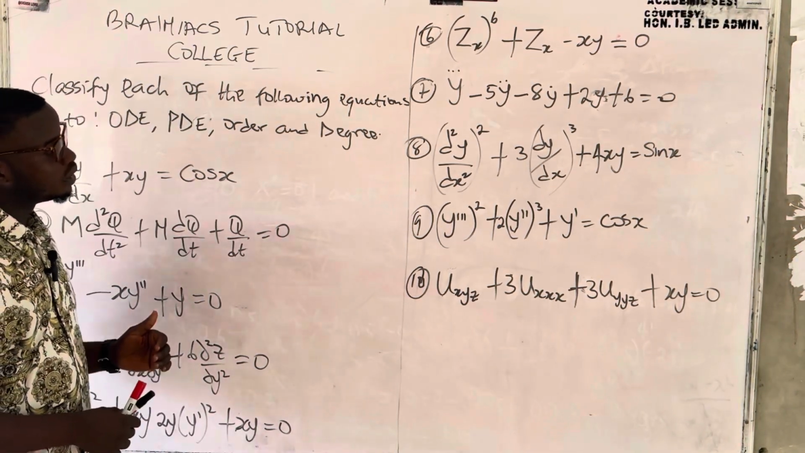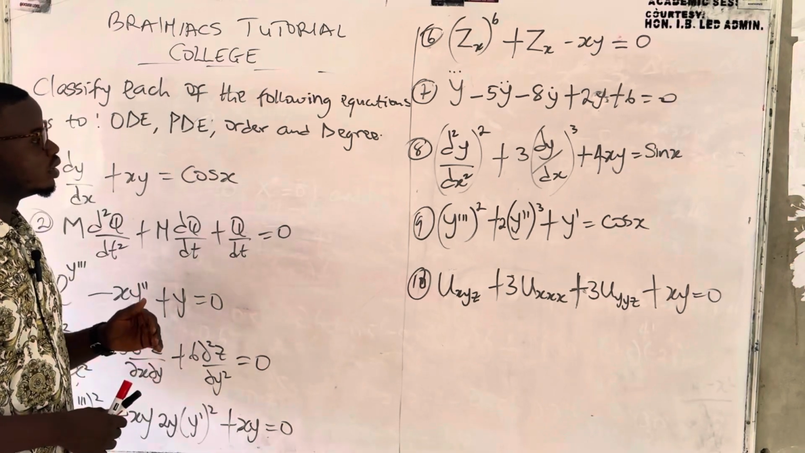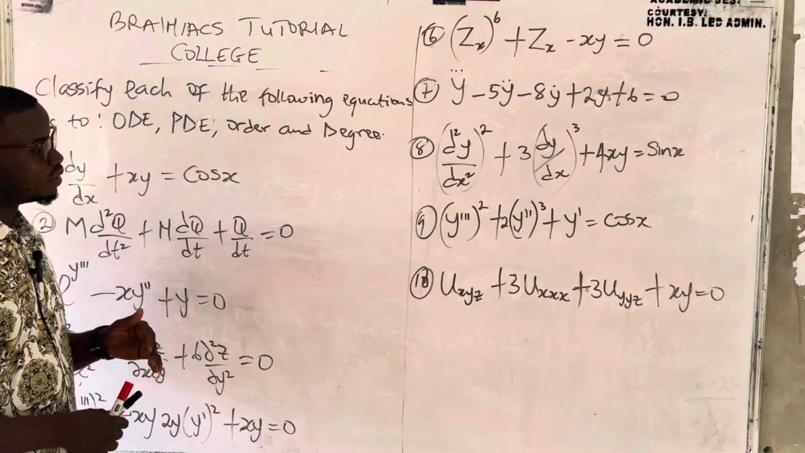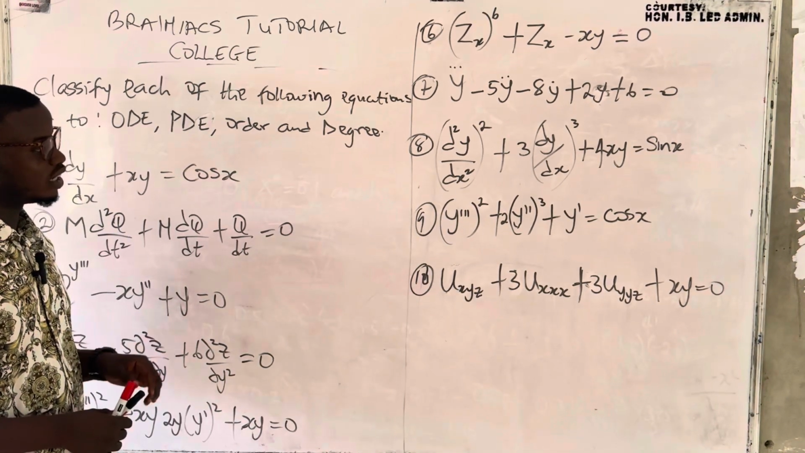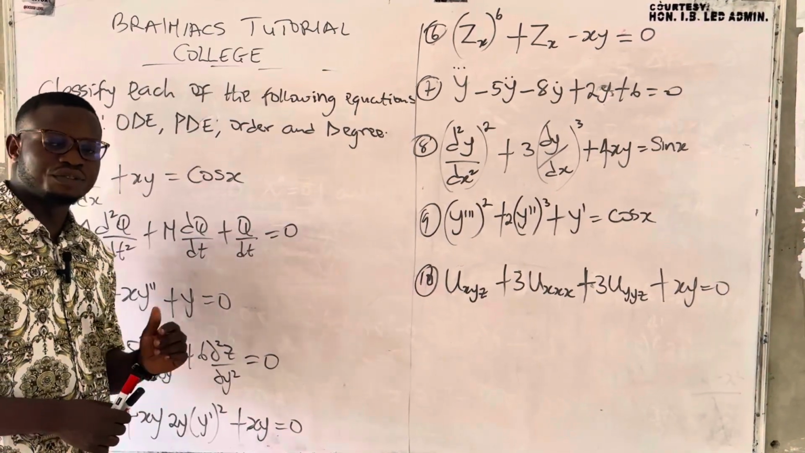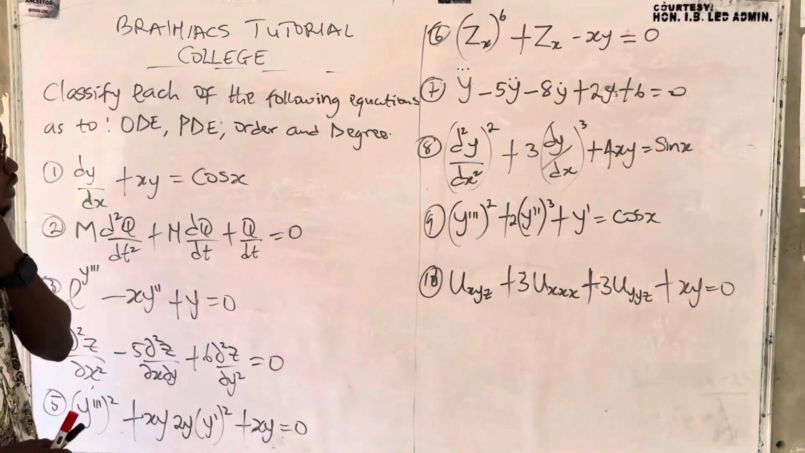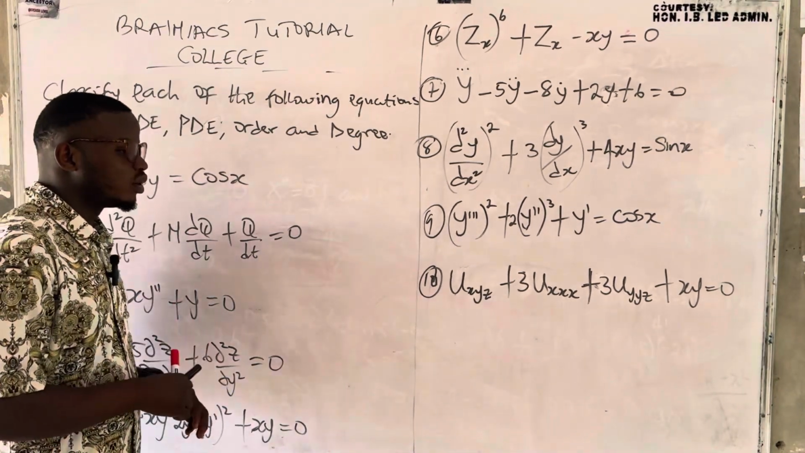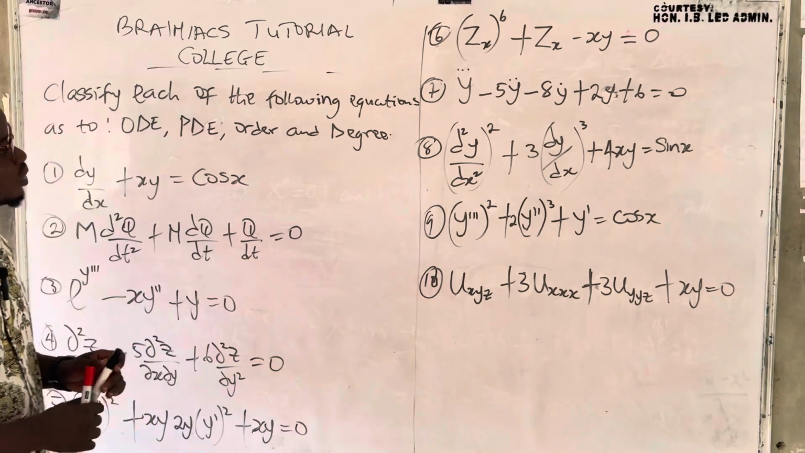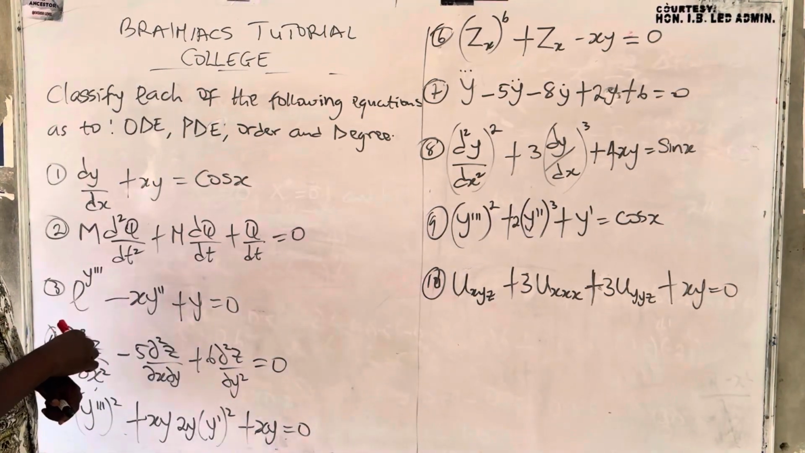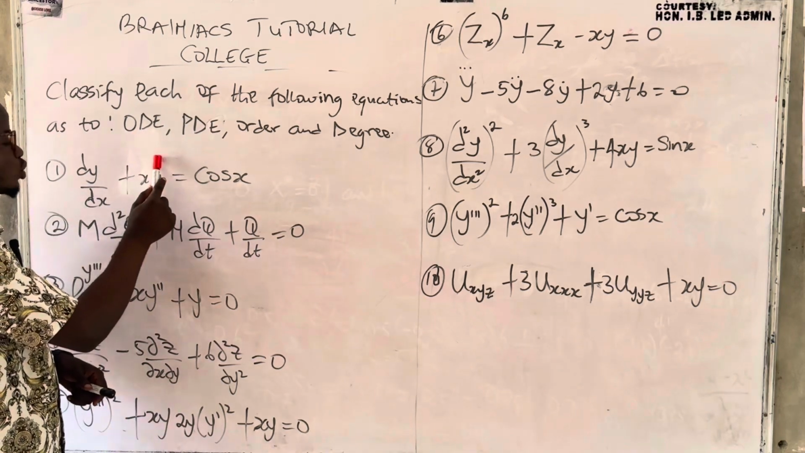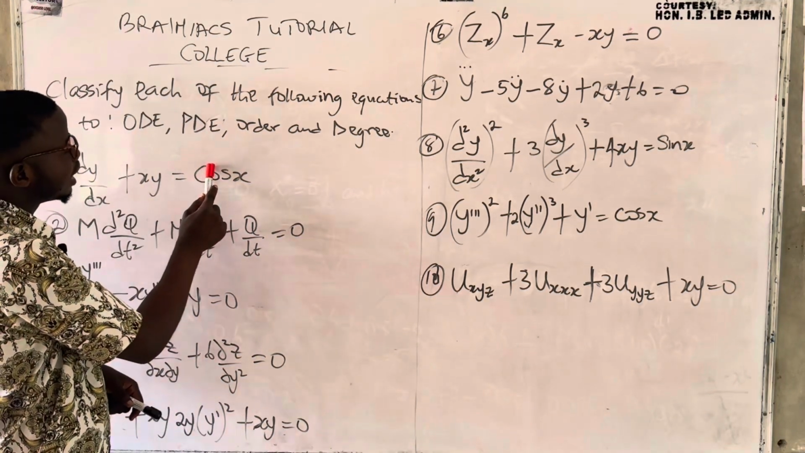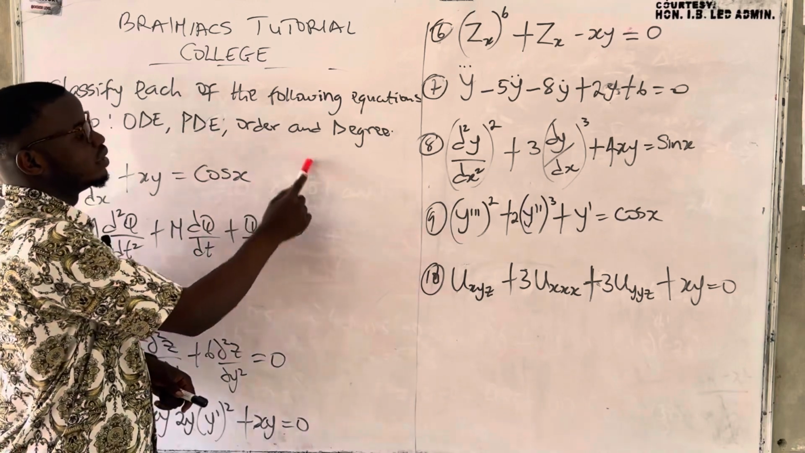To obtain the order of a differential equation, we take the highest derivative. The highest derivative of the differential equation is the order. And to obtain the degree, wherever we obtain the order, that is where we will get the degree. Because this question says, classify each of the following equations as ordinary differential equation, that's ODE, or partial differential equation, that's PDE, then order and degree.